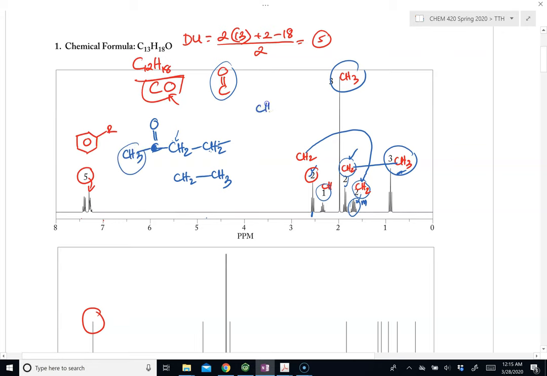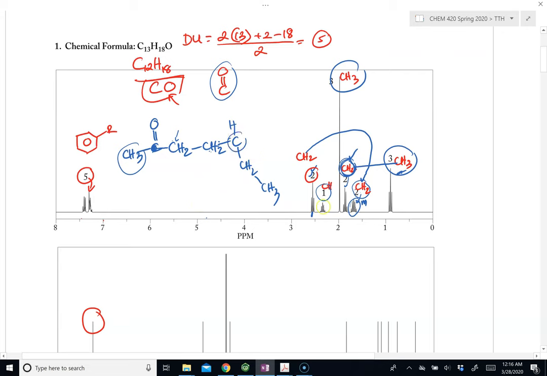The only thing we have left right now is a CH. It would make sense that this CH is connected to this, so that it has the right multiplicity. The other CH2 in here would also be split into a multiplet as well, so we know that it connects to a CH. And this piece also connects to that CH as well. That way, this would then become a multiplet.